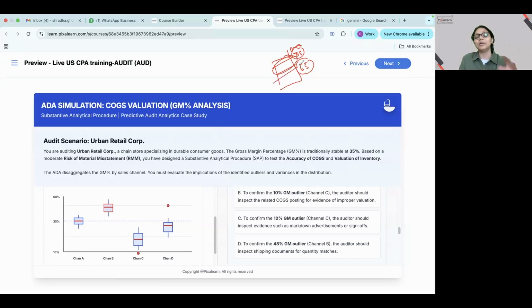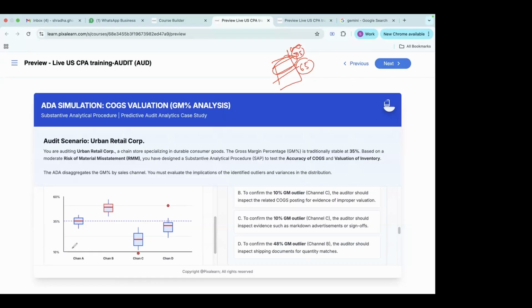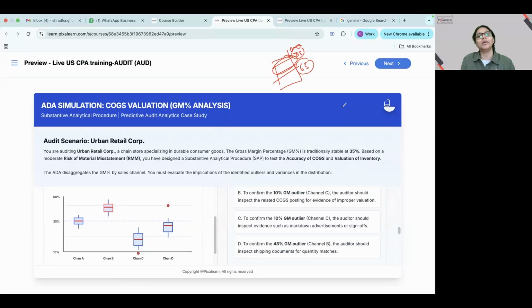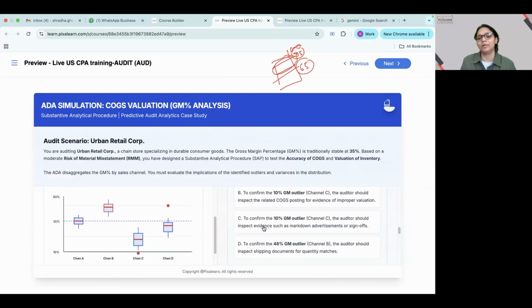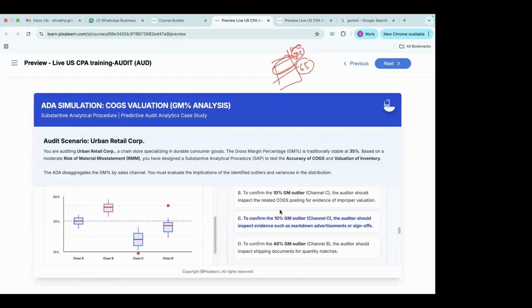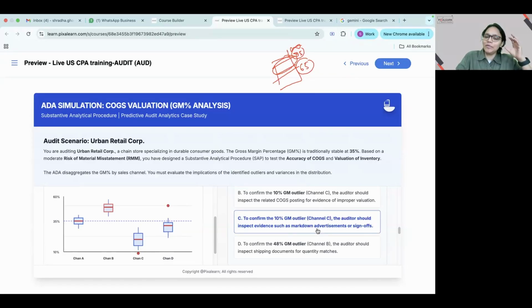But reducing your sales price without proper authorization may be an area of fraud, or maybe a related party transaction that has not gone unnoticed. So that for an auditor is more risky than this. Is that clear? If it is a COGS issue, it may be an error. And ideally, we don't start leaping on COGS immediately. So the answer for this becomes C. And ma'am, what do you actually mean by markdown advertisements or sign-offs? So it's like bulk sale. You have given bulk sale, or maybe you have given a huge discount.